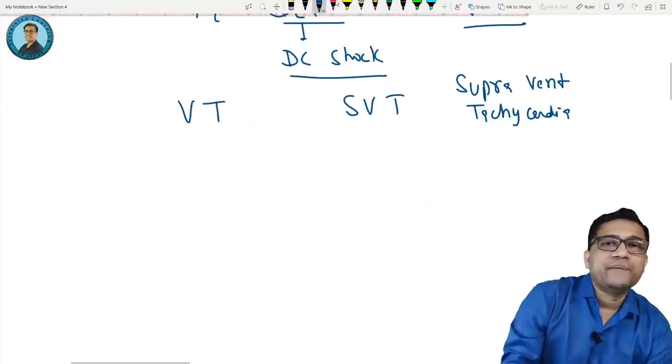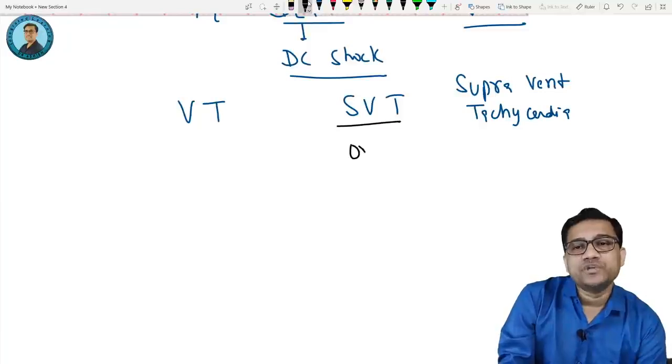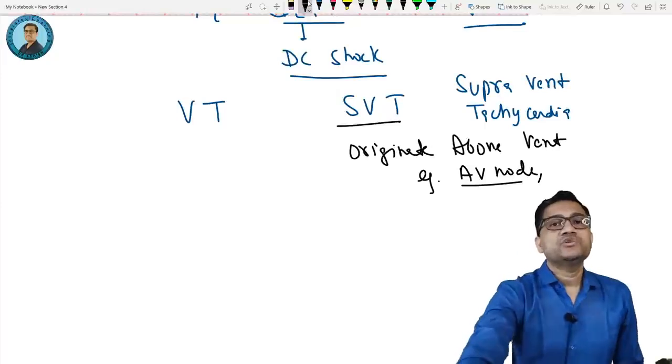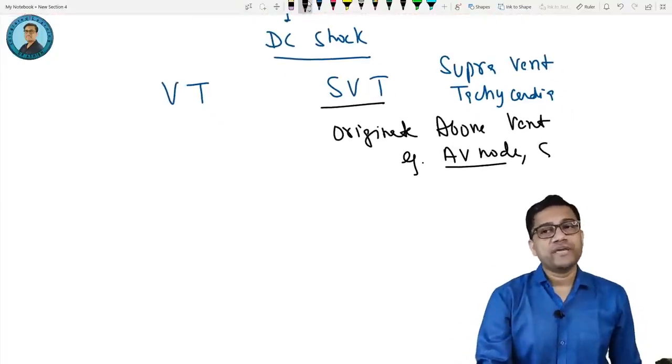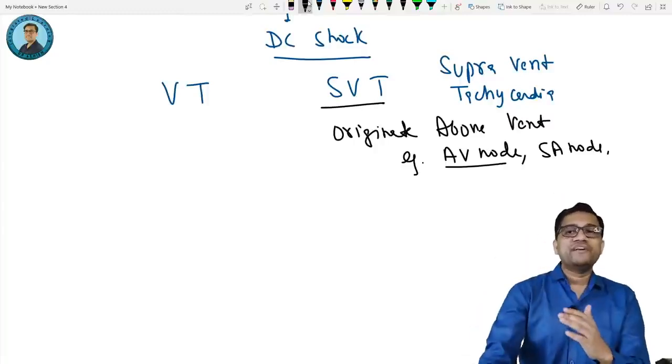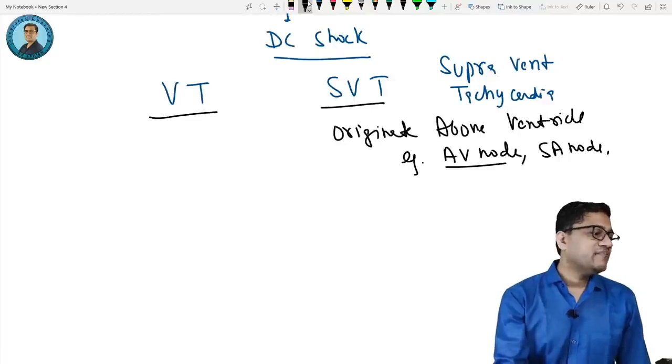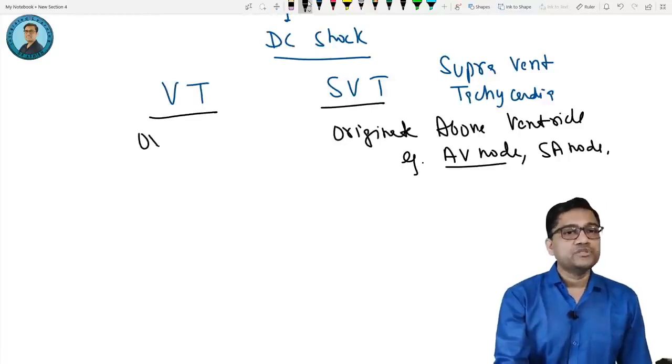So now understand what happens: SVT originates above the ventricles. Example, what? SA node, AV node. Maybe SA, that is this. So they are originating above. Even the SA node can be there. Bundle of His. So anything which is above the ventricle is called what? Supraventricular. VT are in the ventricles itself. So they originate in the ventricles.